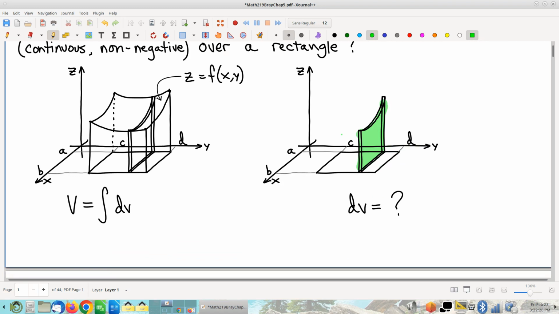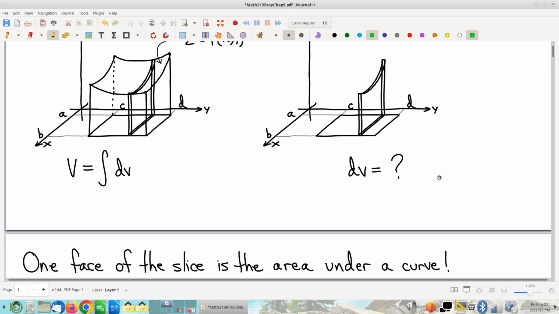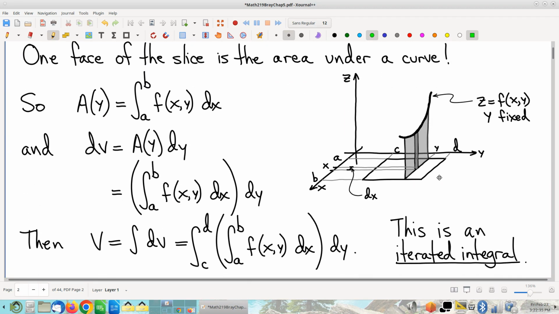But there is. This cross-sectional area might not be a disk or a rectangle or a square or a rhombus, but it is something we do know how to compute the area of. It's the area under a curve. Specifically, that curve is actually kind of a graph. Now, it doesn't feel like it because there's a function of two variables there. The graph of a function of two variables is a surface. That's not a surface.